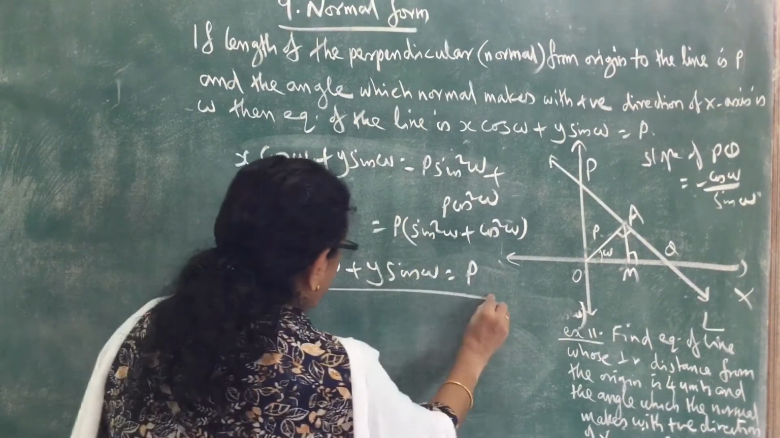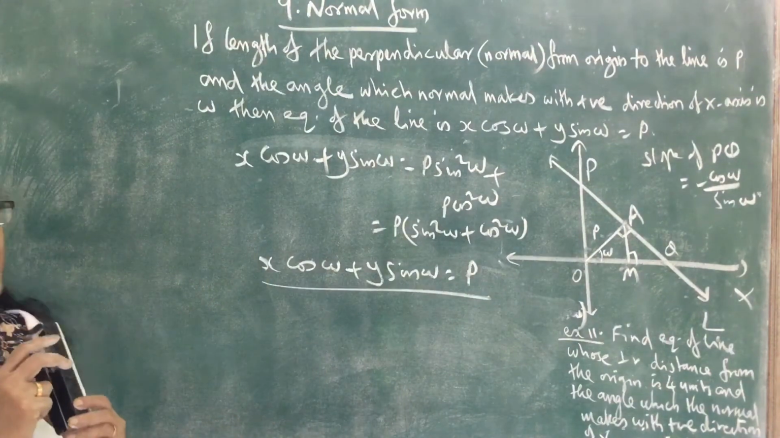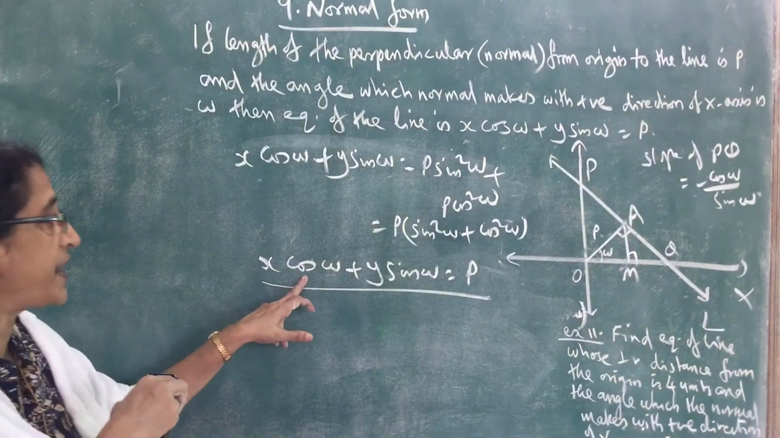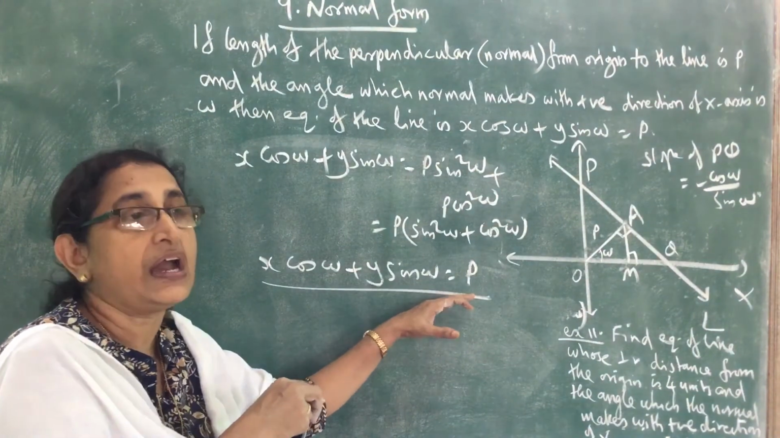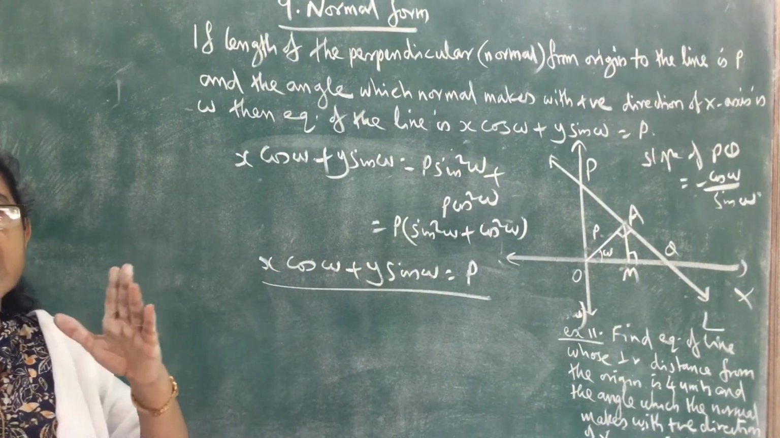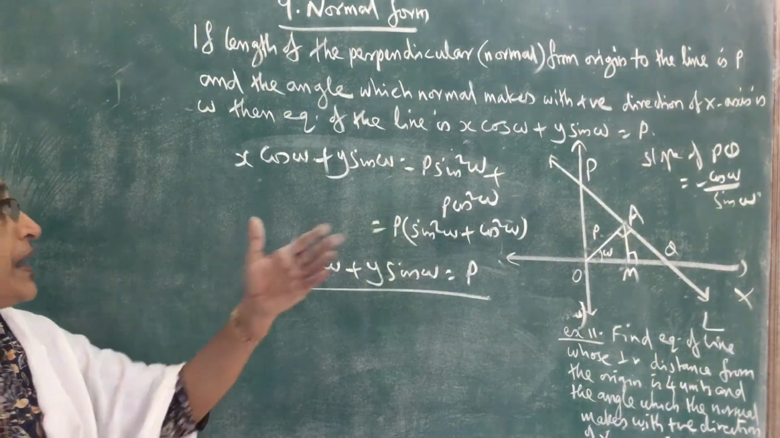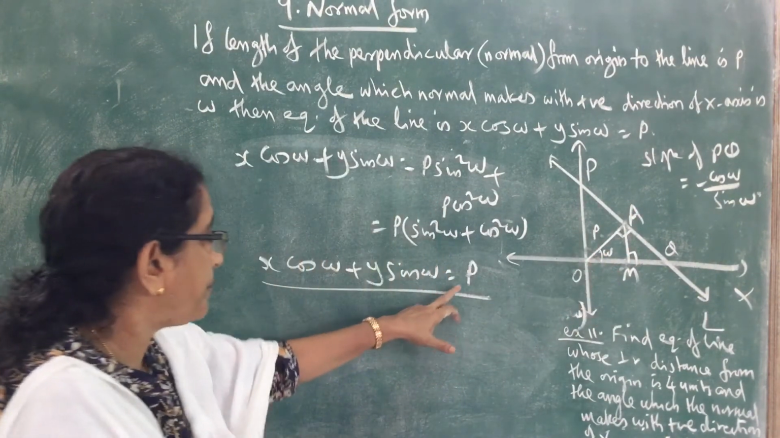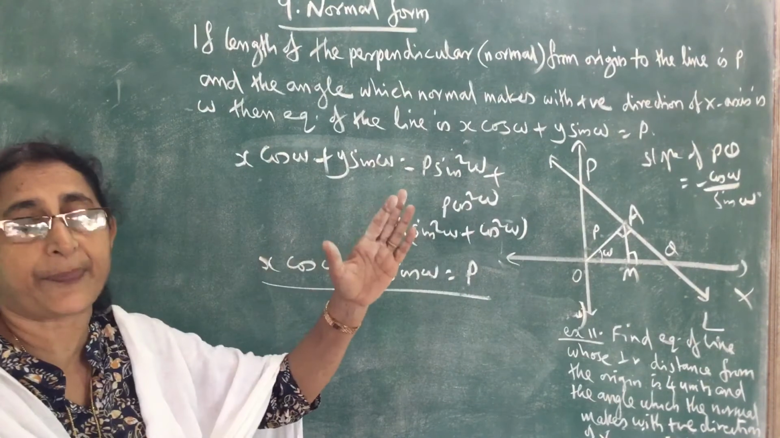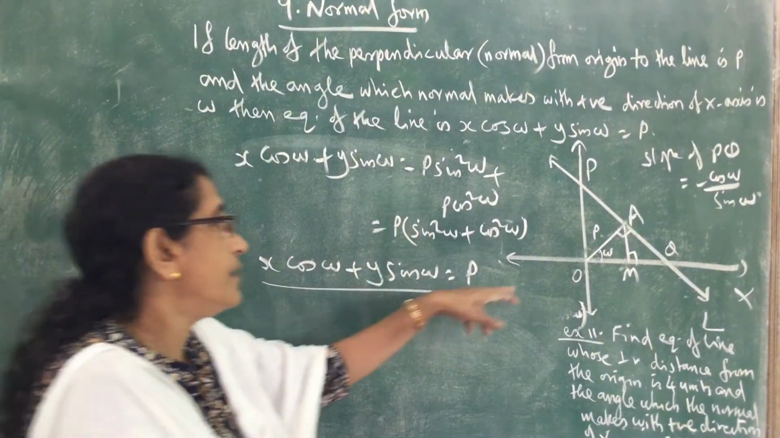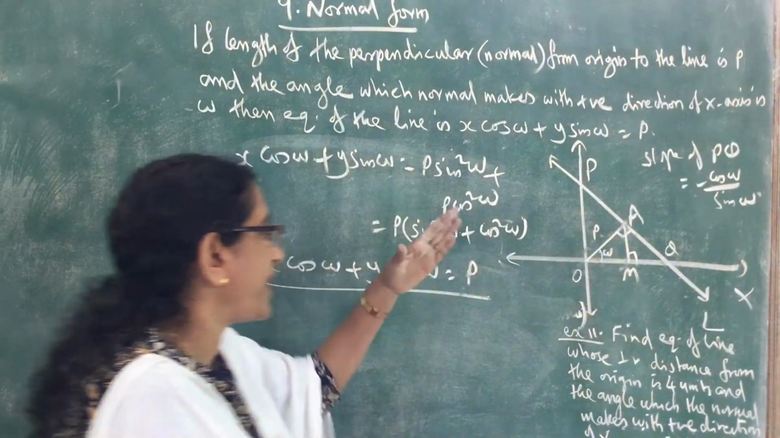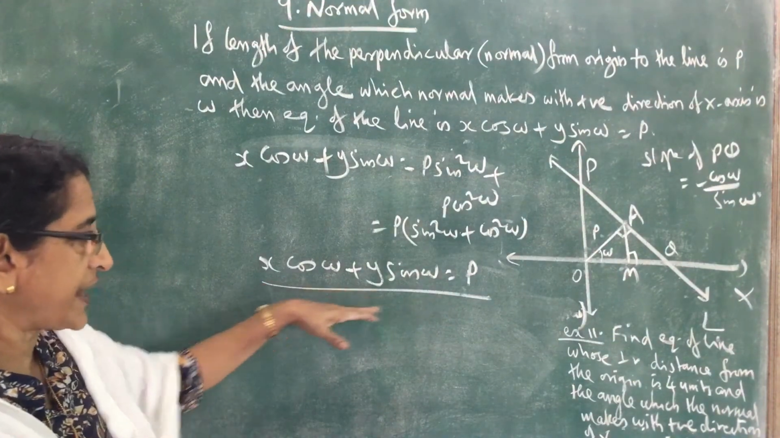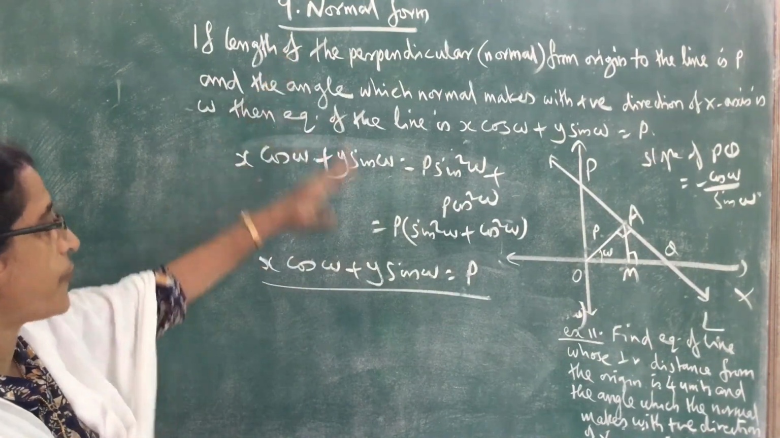So that is the equation of line in the normal form, x cos omega plus y sin omega equal to p, where omega is the angle which the perpendicular to the line makes with positive direction of x-axis, and p is the length of the perpendicular, or perpendicular distance from the origin to the line, OA, that is p. So that is the equation of line in normal form.